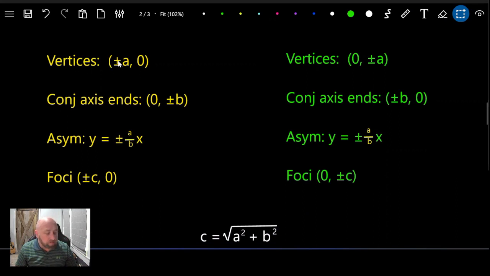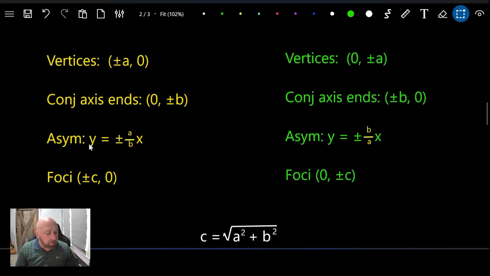And so our vertices are going to be plus or minus a comma 0. Our vertices over here are going to be 0 comma plus or minus a. Why is it vertices and not vertex? Because we have two. You might say it doesn't look like we have two, but yes, we have a positive one and a negative one. And then the conjugate axis ends are 0 comma plus or minus b, and plus or minus b comma 0, depending on which one you're dealing with.